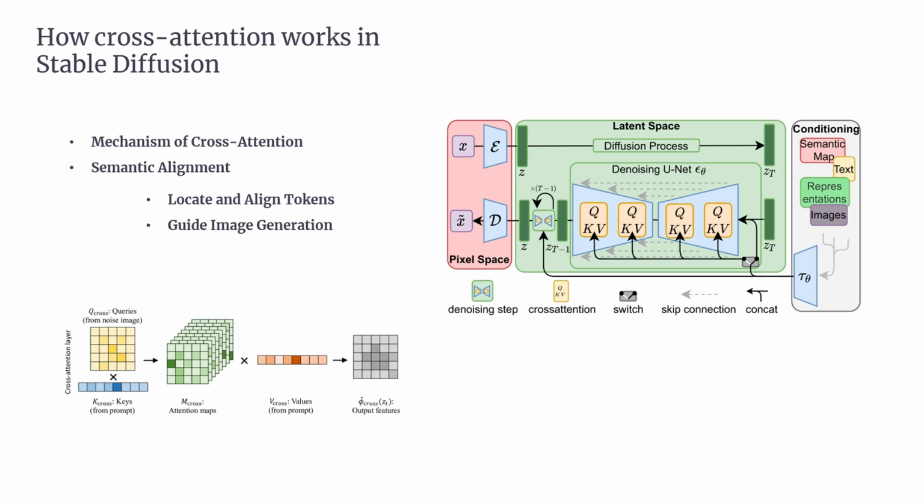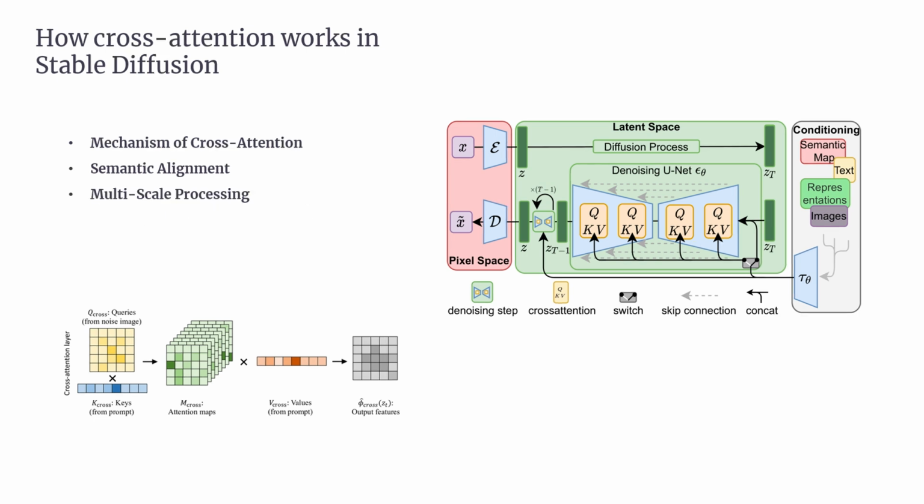2. Guide image generation. The attention map created by the model tells it how much weight to give to each token in relation to specific features in the image. For example, the word blue might affect the color of the sky, while mountain could influence the shape of the landscape. The third, multi-scale processing.